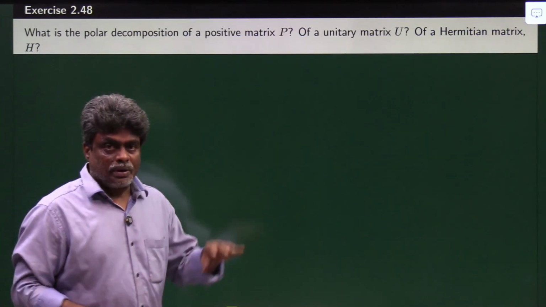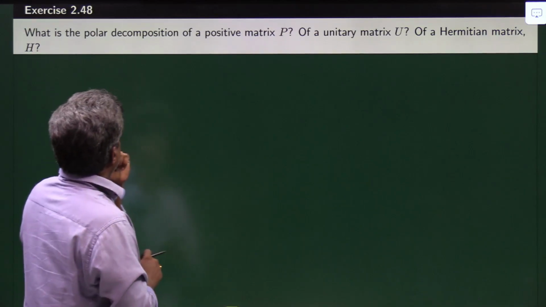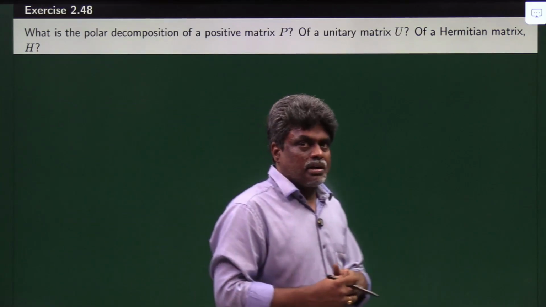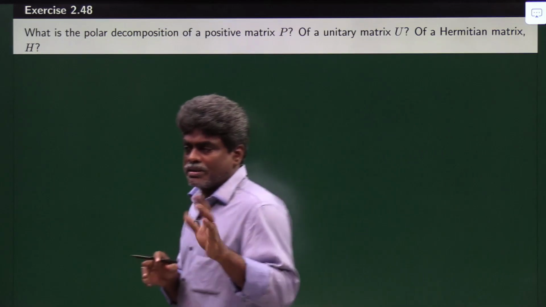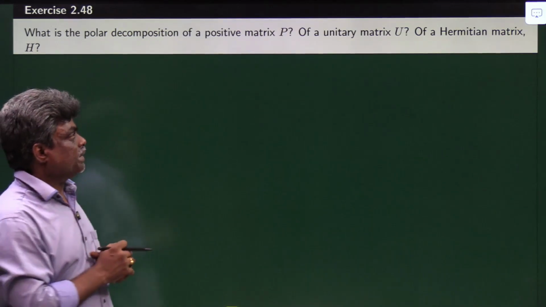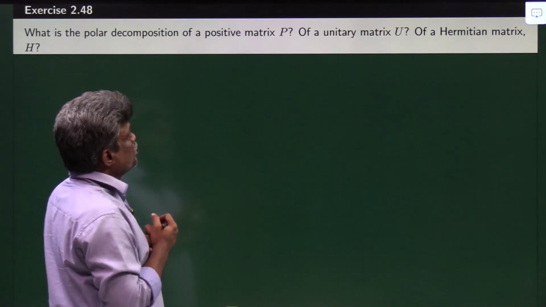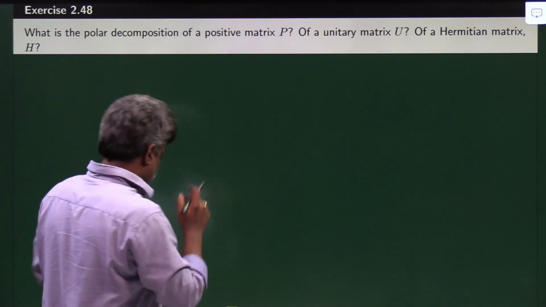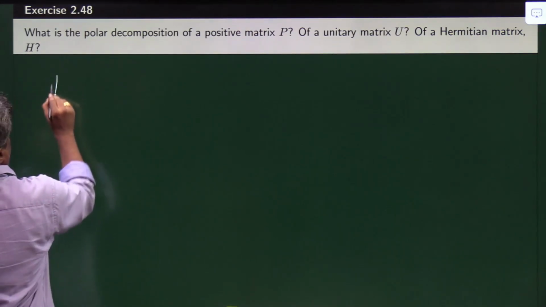Right. So from here onwards, the earlier questions were a bit easy. Now it is about polar decomposition: left polar decomposition and right polar decomposition. In this problem we are not discussing both left and right, we can take any one. Here they are asking for the polar decomposition of a positive matrix, a unitary matrix, and a Hermitian matrix. First, let me explain what this polar decomposition is.